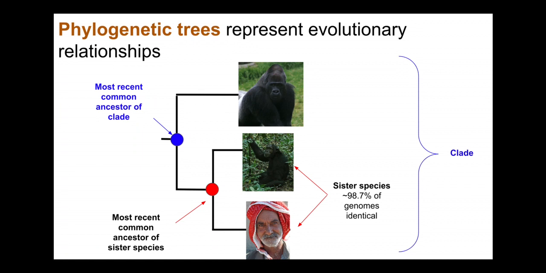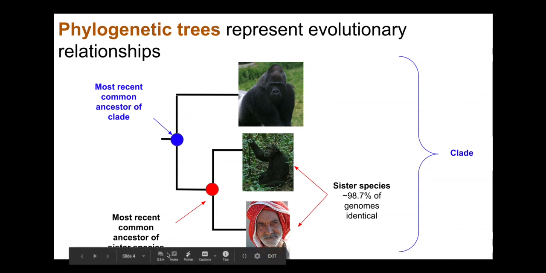We use them to define species that are closely related, such as humans and chimpanzees, which are sister species. We can indicate and infer that they had a common ancestor sometime in the past. We can infer that gorillas are more distantly related and that all three of these species had a more distant common ancestor represented by this blue dot here. And that all of these are closely related to each other relative to other species and form a clade.